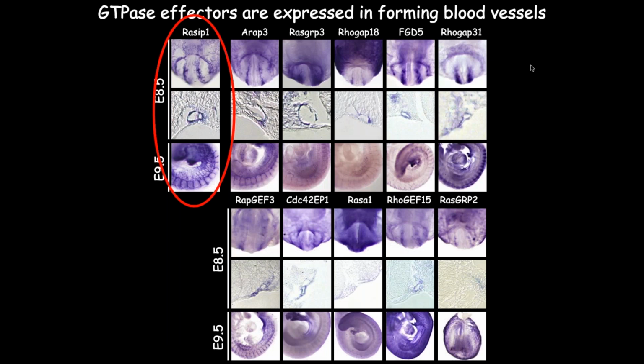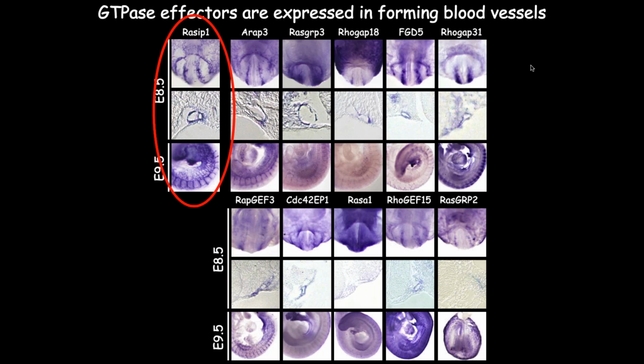ARAP3, RASA1, and there have been knockouts of all of these molecules, and they have various effects on the endothelium. So in some ways, we've been scooped. In other ways, this list of genes has actually been found by other people.